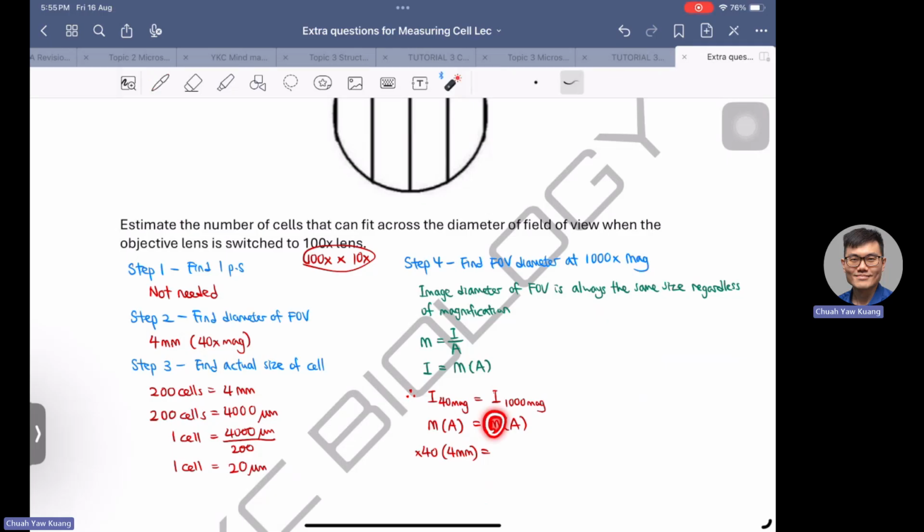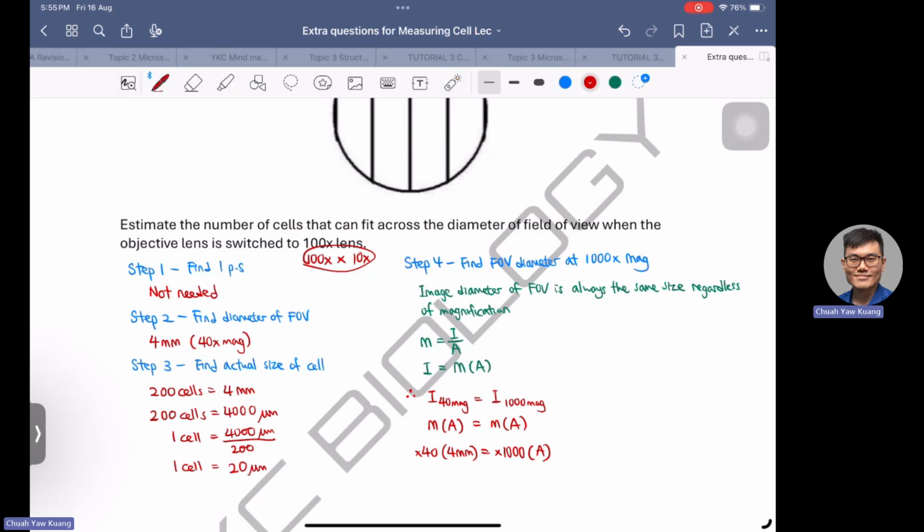On the other side, this one would be 1000 times magnification. And this actual diameter is the thing that we want to find: the actual diameter of the FOV at 1000 times magnification. Once we have this equation, we can just solve the question.